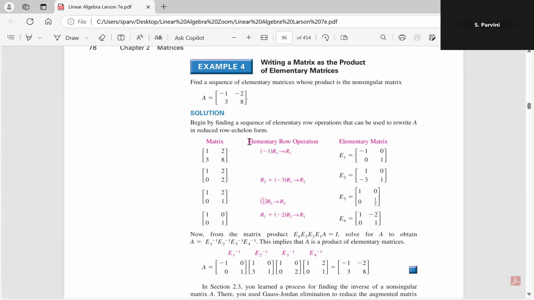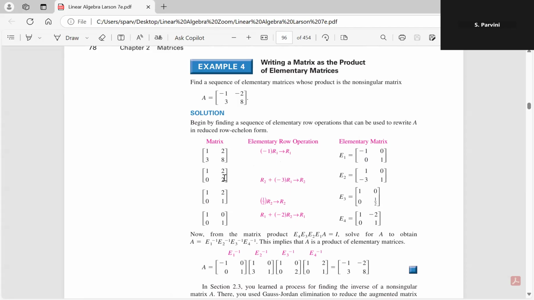So you go through these elementary row operations to do that. And then at each stage, you create an elementary matrix for that row operation. So for instance, in this matrix, he says, I'm going to multiply first row by -1. So this is -1 times the identity matrix. So that's E1, elementary matrix 1.